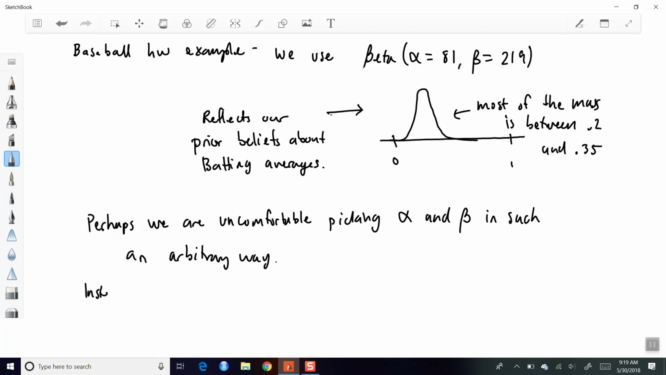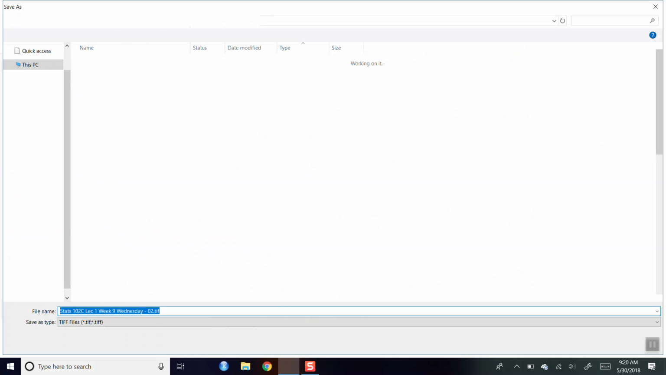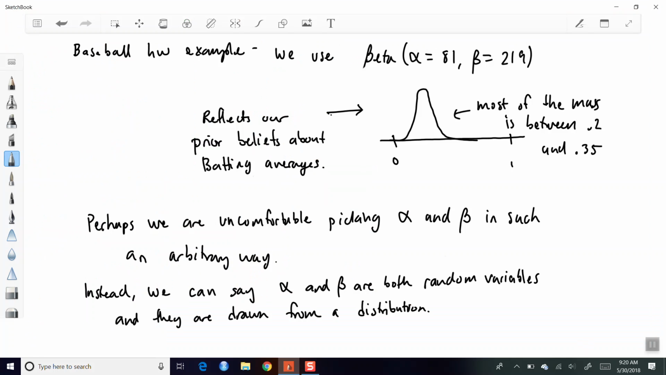So we say instead, we can say alpha and beta are both random variables, and they are drawn from a distribution.